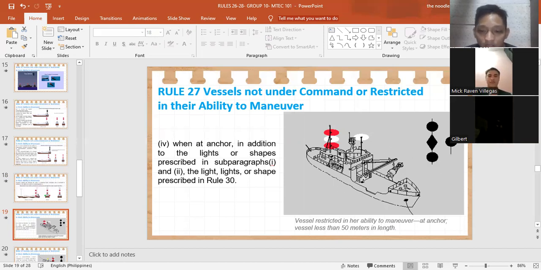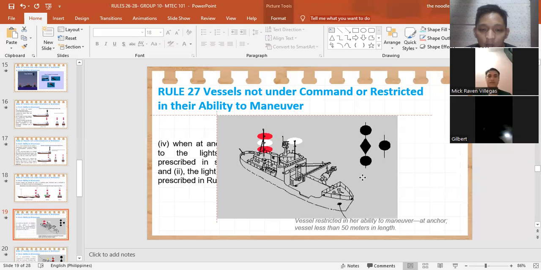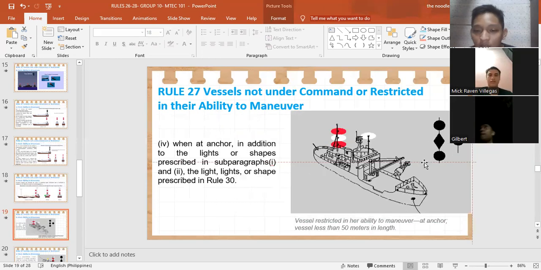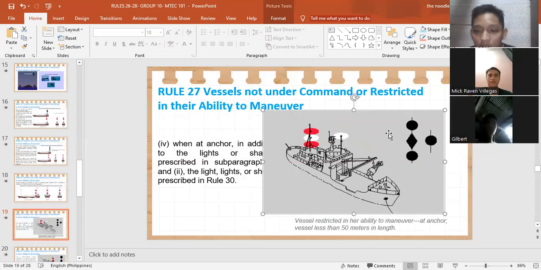What we can see here are all-round lights, white lights or red lights. And then our mast would be a white light. So below it is the masthead light. Then at the stern part, it is higher. And then in daylight, the shape we see is a ball and then a diamond in between.